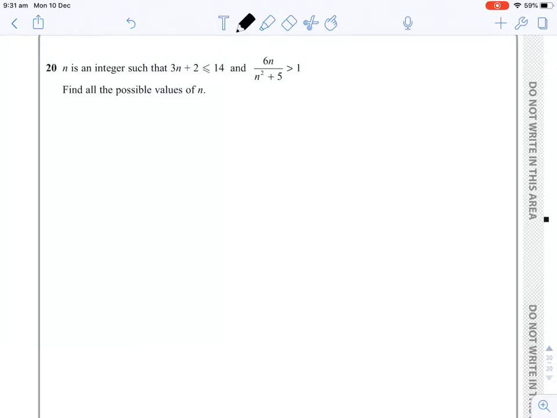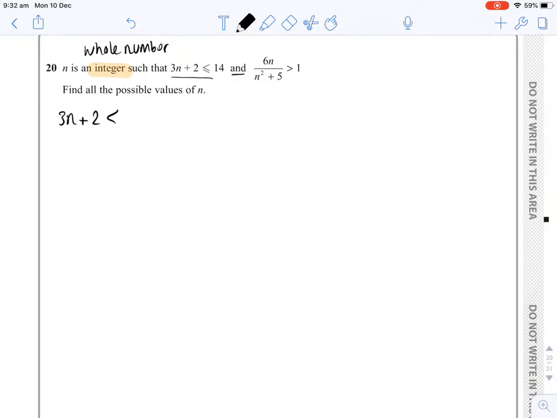Question 20. n is an integer, so straight away, integer there, keyword meaning a whole number, such that 3n add 2 is less than or equal to 14 and 6n over n squared add 5 is greater than 1. Find the possible values of n. So what we've got to do is solve our two inequalities first. So first we're going to pick this one.